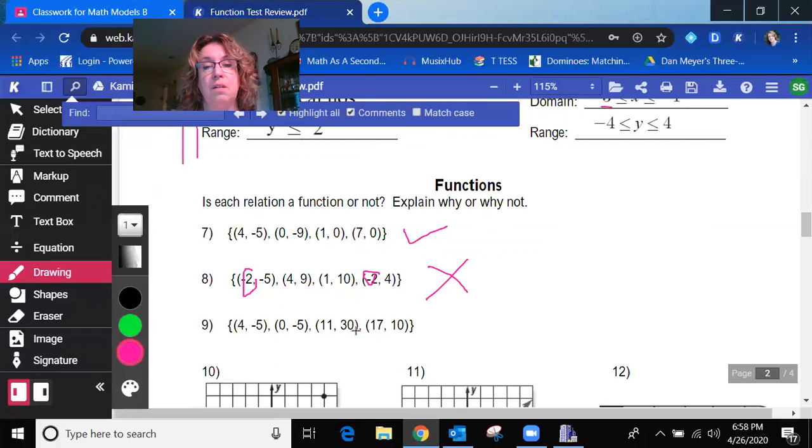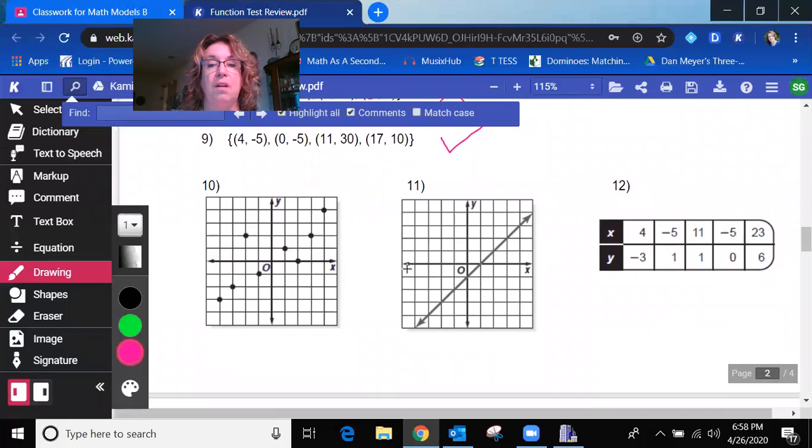Number 9, that one is a function. The x's do not repeat. Now, to check on a graph, this is where we're using the vertical line test. Just straight up and down. If it can touch twice going up and down, it's not a function. I'm checking this one. Nope. They're all playing in their own lane, so this one is a function. It passes the vertical line test. I can move that line up and down here. It's never going to touch twice. That's a function.